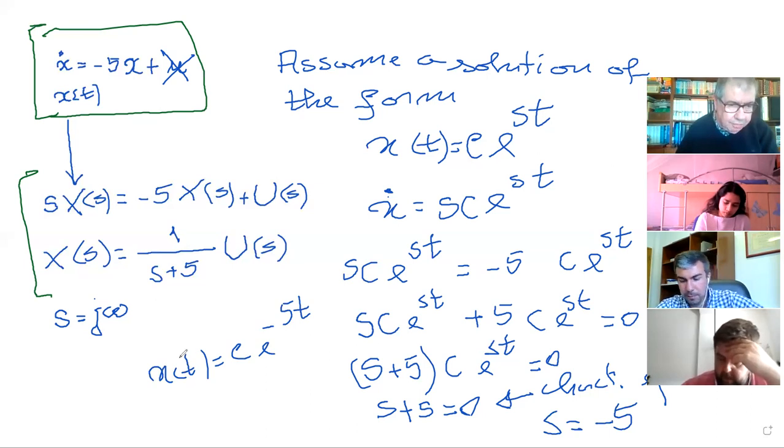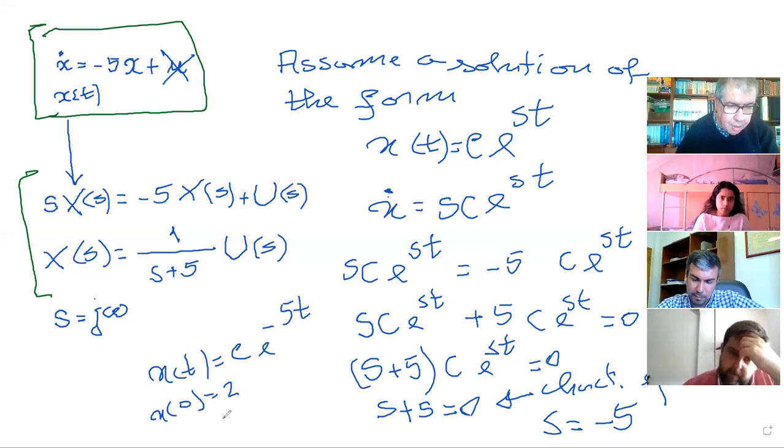For instance, if x of 0 is 2, what is the value of c? 2. Because if you make t equal to 0, this exponential becomes 1. So in general, x(t) is x of 0 exponential of -5t.